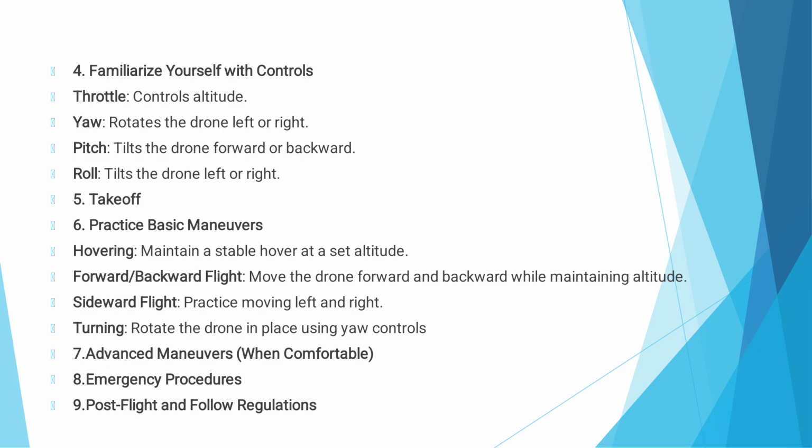Hovering: maintain a stable hover at a set altitude. Forward and backward: move the drone forward and backward while maintaining altitude. Sideward: practice moving left and right. Turning: rotate the drone in place using your controls. Then advanced maneuvers, emergency procedures, post-flight and following regulations are included.